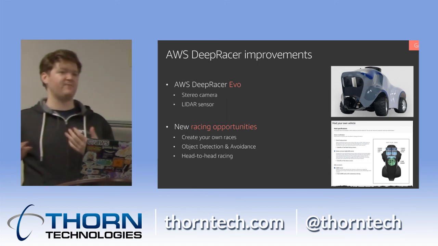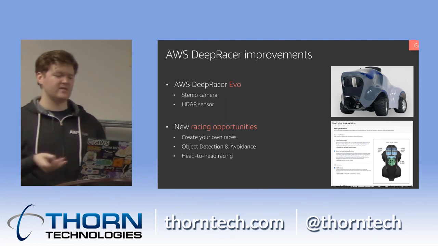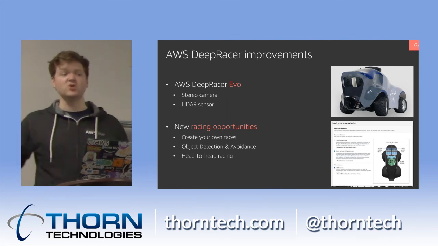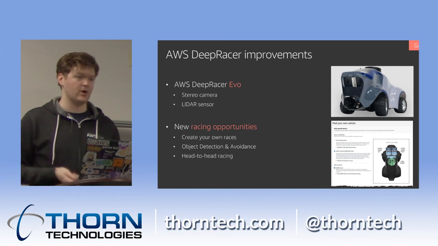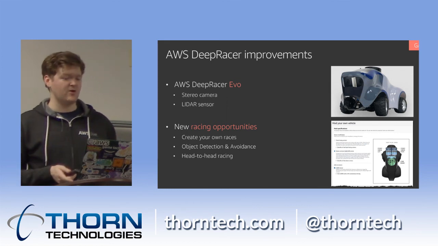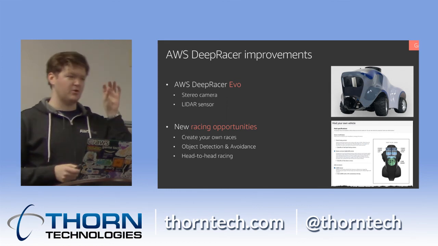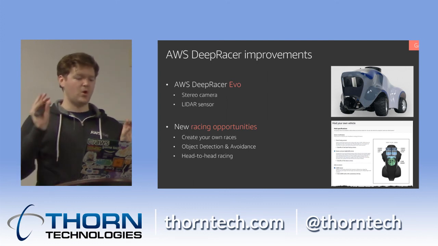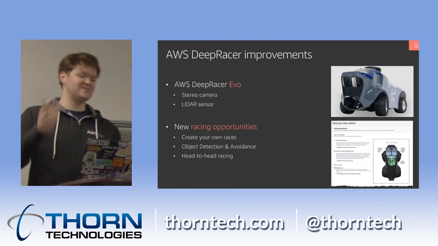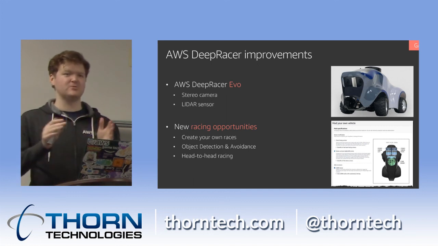We actually took it a step further, and we realized a lot of customers wanted to work with similar hardware that is used on autonomous vehicles out in the wild, like LiDAR. DeepRacer Evo is actually now a car that is equipped with both a regular optical camera, but also a LiDAR sensor. Additionally, it has a stereo camera to actually be able to assess depth.